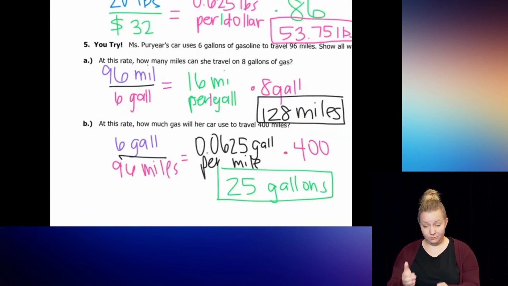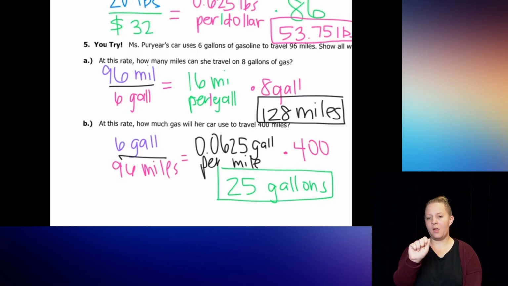All right, so final answer for A is 128 miles. Final answer for B is 25 gallons. Make sure that you have labels for both of those. Hopefully we feel pretty good with these rates. I know we threw a lot at you today, but make sure to keep these notes close by when you do your problems. Good luck.